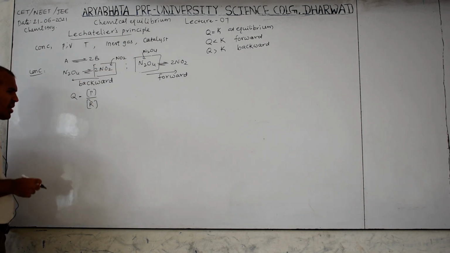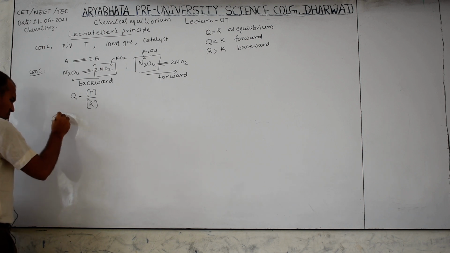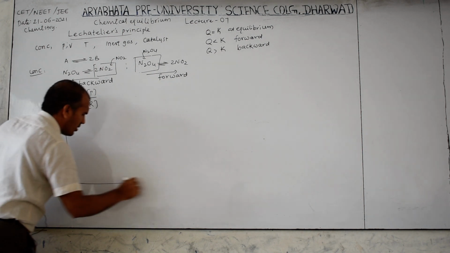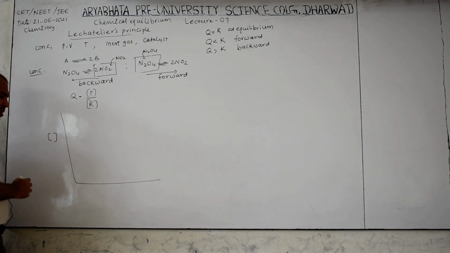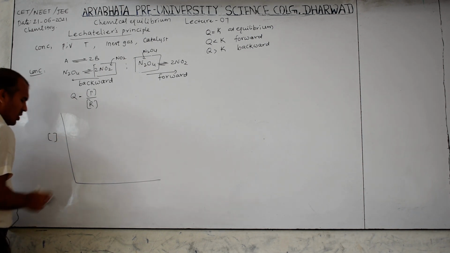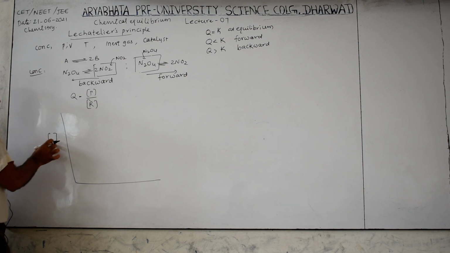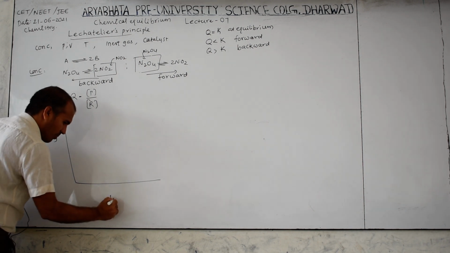So based on this, they may ask the graph. What is the graph? See, this is concentration. Square brackets mean concentration, otherwise they will give the word concentration only, reactant or product. Concentration, this is time.